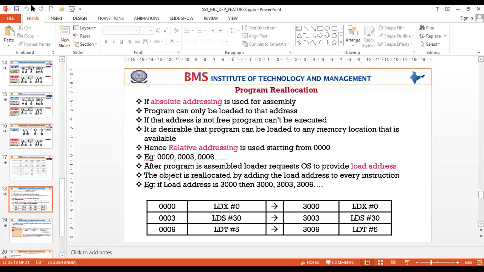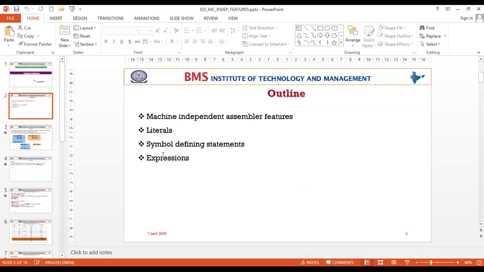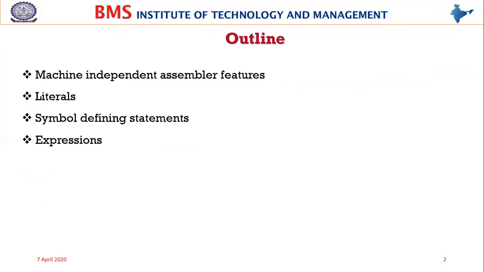Now we shall move on to one more concept, machine independent assembler features. Here our intention is to learn these things. There are some machine independent assembler features which are not only specific to SIC and SIC-XE. They can commonly be present in different machine architectures also. Such features we call machine independent assembler features.